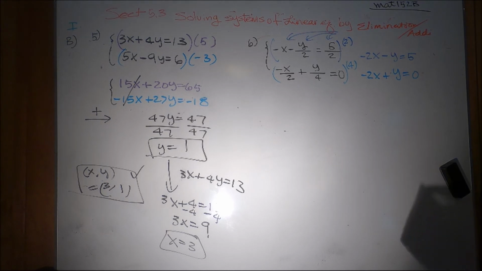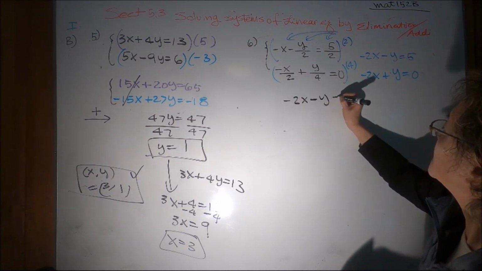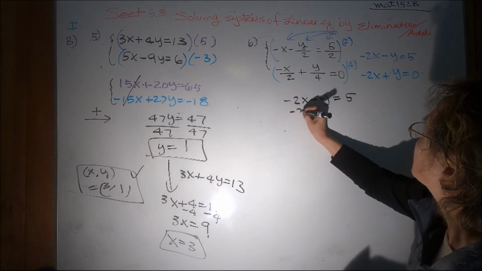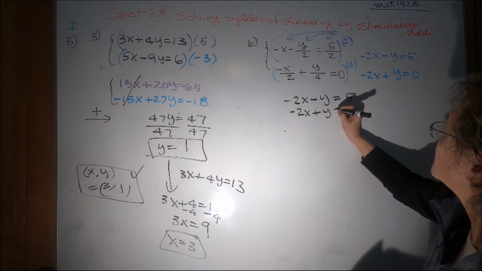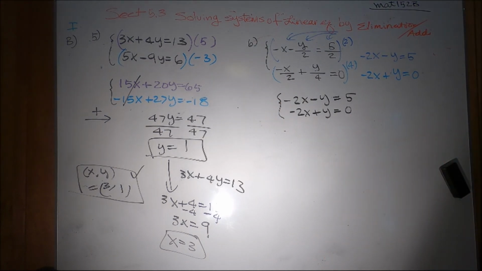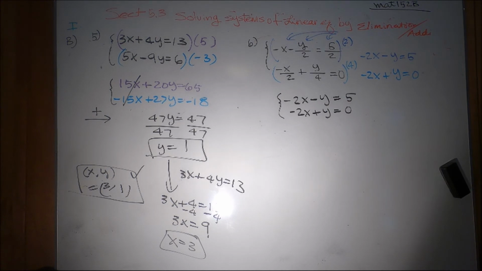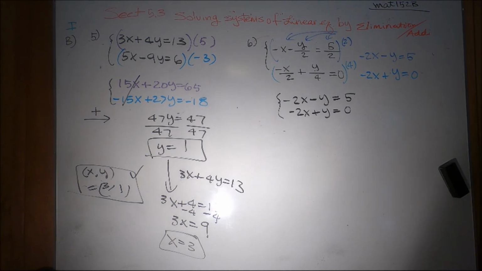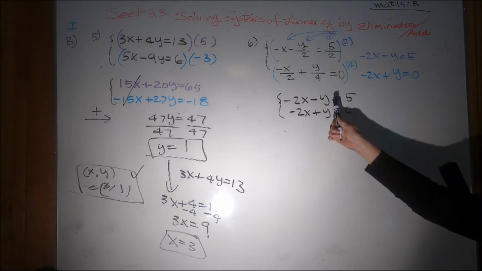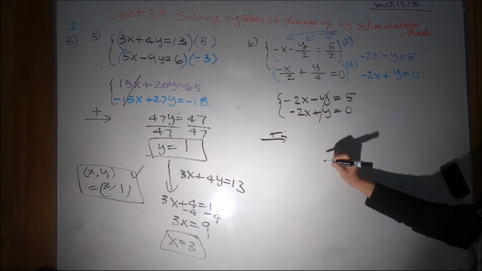So what do we have now? We will have negative 2x minus y equals 5. Negative 2x plus y equals what? 0. Right? By looking at it, what do you want to do now? Which one is easier to eliminate? We can just eliminate y because one y is negative, one y is positive, already there, right?